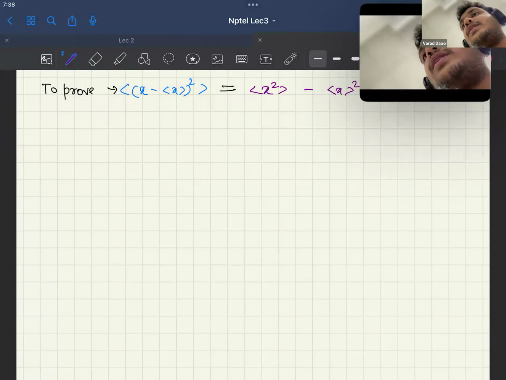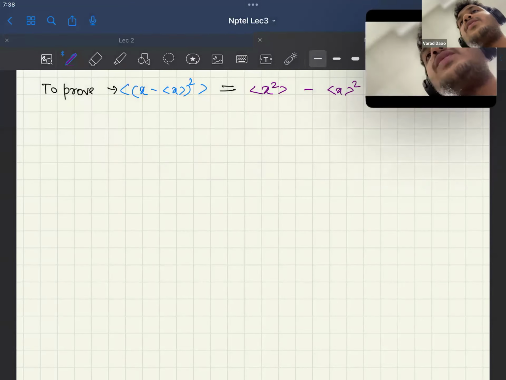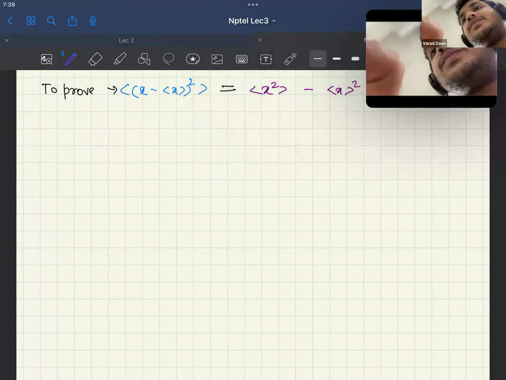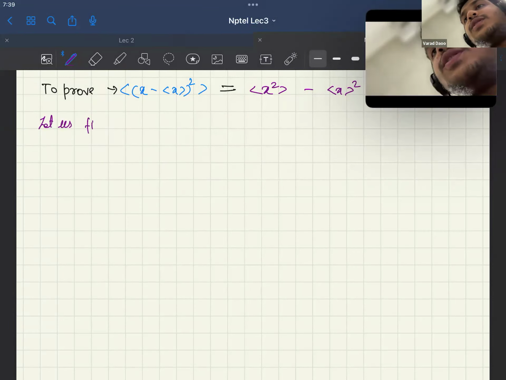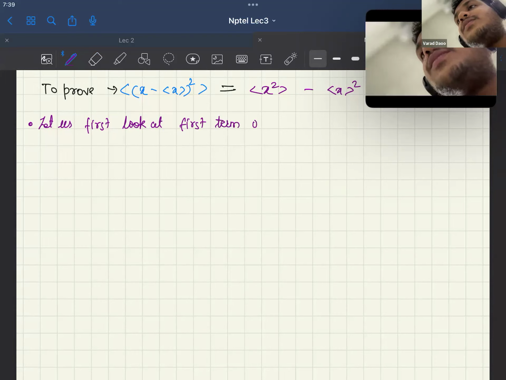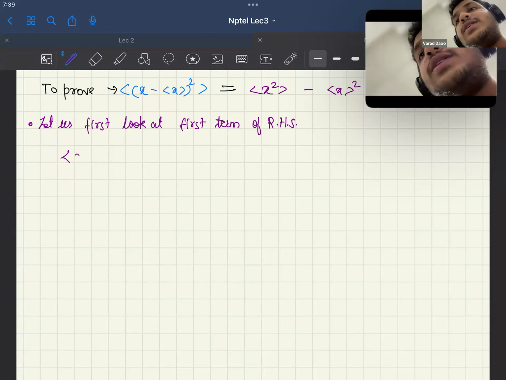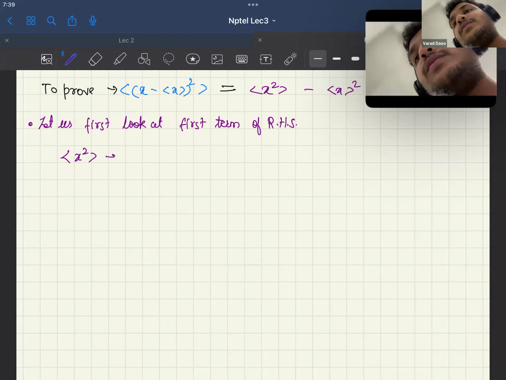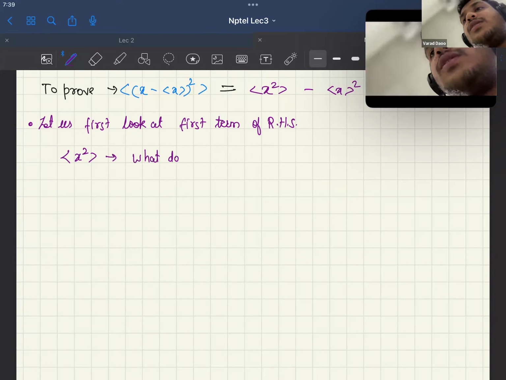Let us first look at the RHS value. This is number one. Let us first look at the first term of the RHS, which is the average of x squared. What does this mean?